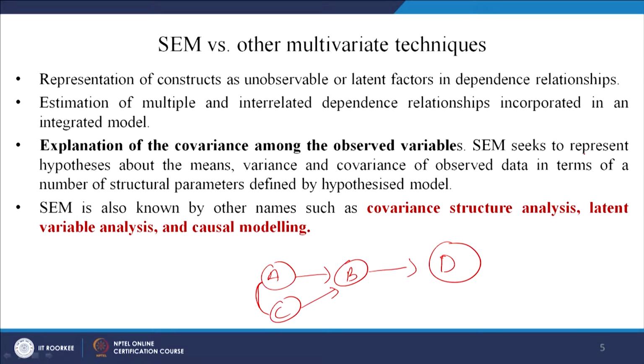SCM seeks to represent hypotheses about the mean, variance and covariance of the observed data in terms of a number of structural parameters defined by the hypothesized model. So, it says a number of relationships can exist in between. Maybe you may say that B does not affect D only, A directly affects D also, right.